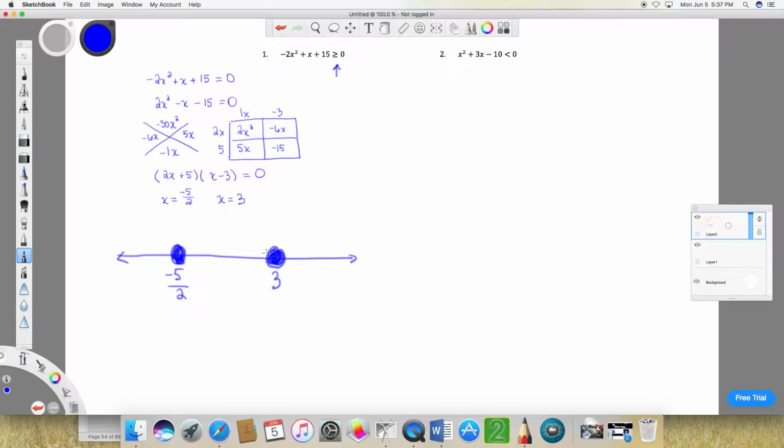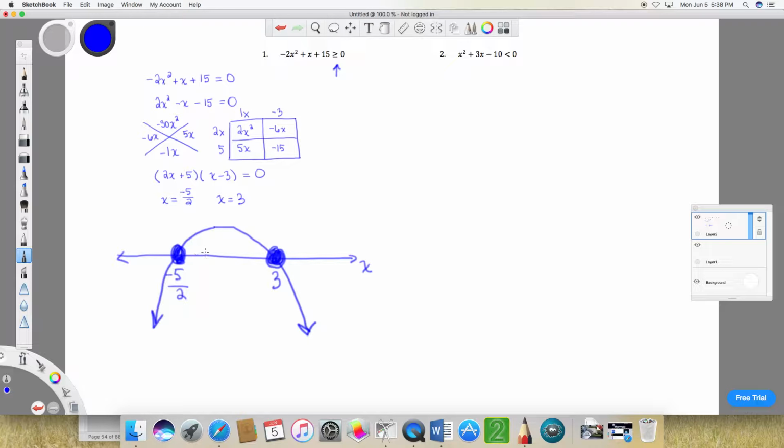Now I have to decide whether I'm going to include the numbers that are between them, or the numbers that are to the extreme, away from the center, in each tail area. And there I look to the parabola, y equals negative 2x squared plus x plus 15. The negative 2x squared means my parabola is opening downward. So I'm going to sketch a parabola passing through these 2 points, which are serving as my x-intercepts.